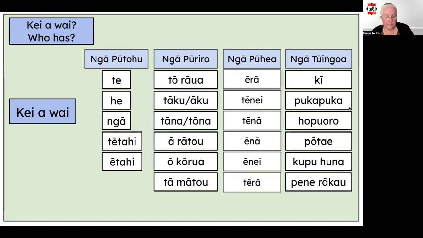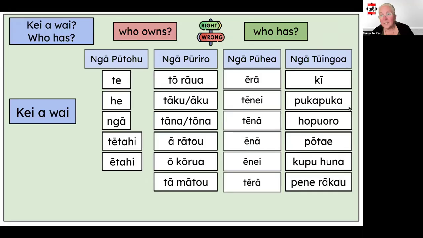Before I start, I'm just going to show you some example sentences using these word lists, but I just want to say that when we ask this pātai about who has something, it doesn't mean they own it, it's just that they have it at that time.